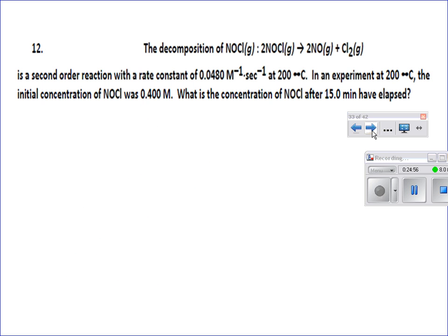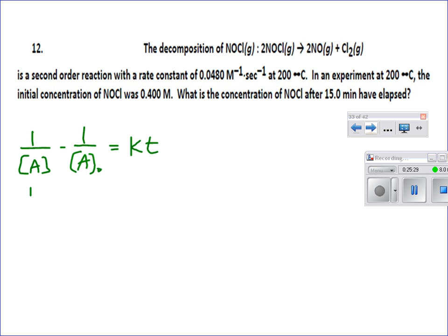All right, let's go on to 12. This is second order. Woohoo! With a rate constant of 0.048 and they give us an initial concentration of 0.4, we want to know what the concentration is after 15 minutes. So who remembers what the second order integrated rate law was? 1 over A minus 1 over A naught is equal to positive KT. And again, that's on your AP equation sheet. You go find it and you just plug and chug.